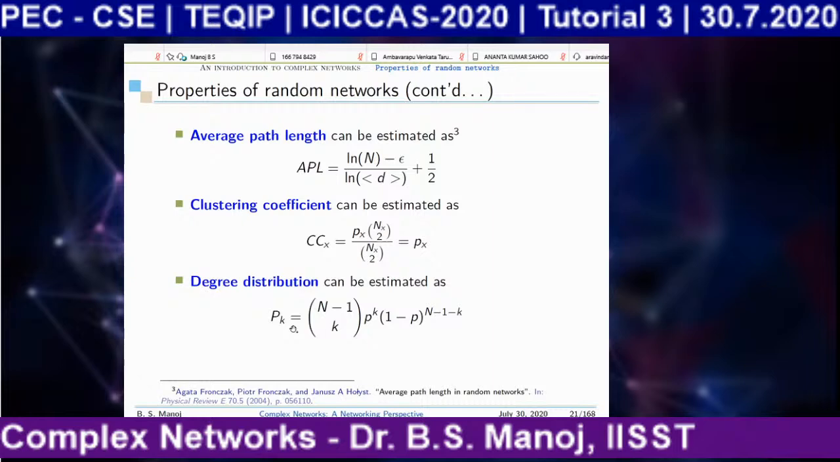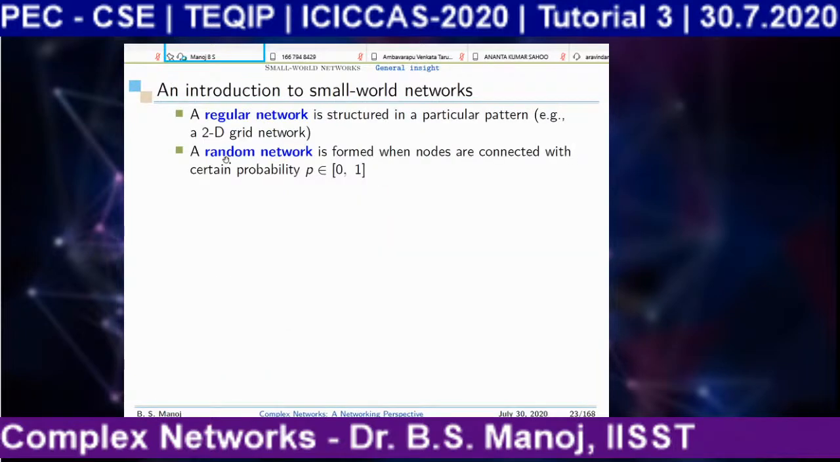So let's look at, based on the parameters that we have discussed earlier, the average clustering coefficient, average path length, and asymptotical values of average path length. Let's compare regular network, small world network, and random network. So regular networks have moderate average clustering coefficient.